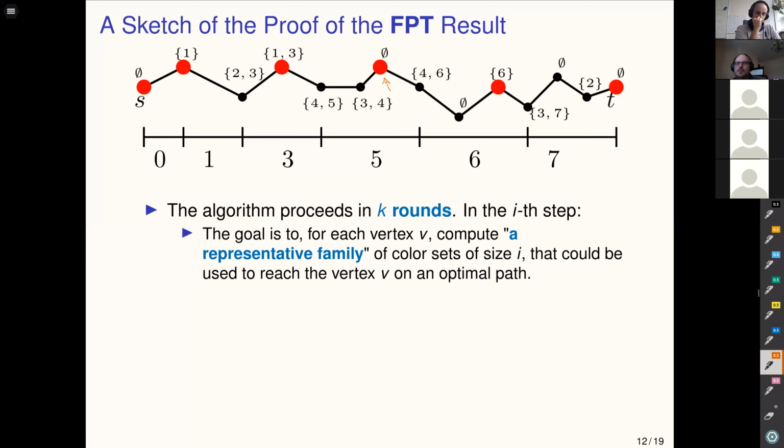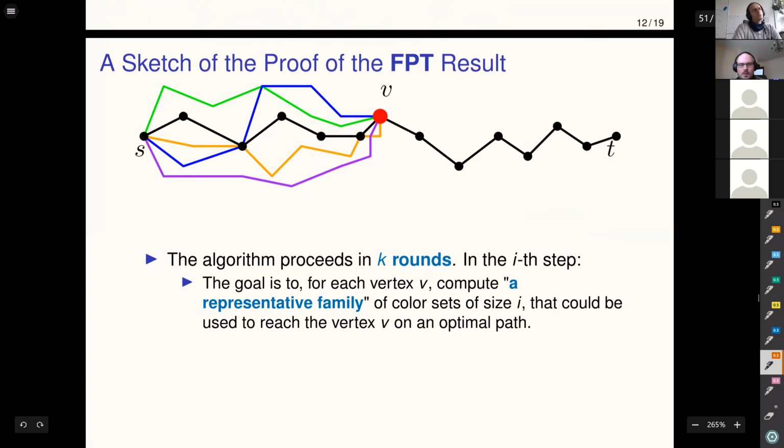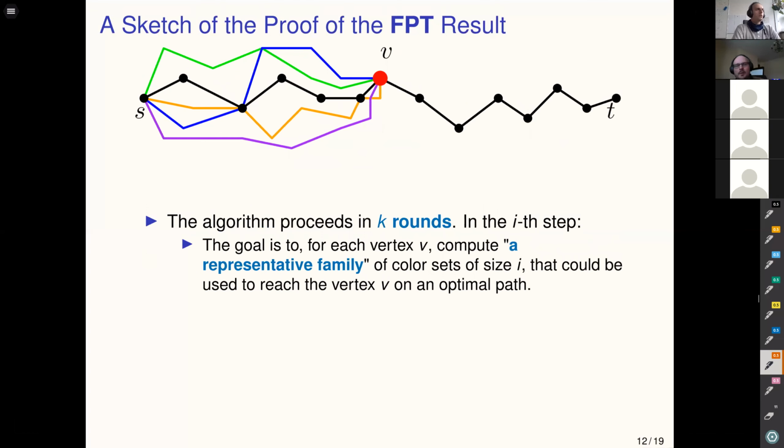And whatever comes next, so whatever the rest of our path looks like, we can actually replace what we had in the optimal path by one of these possibilities. So basically, we want to have a set of paths like this colored path here, such that if we replace our original black path from S to V by one of them, then we still have a k-valid path, so a path that uses n minus k colors.